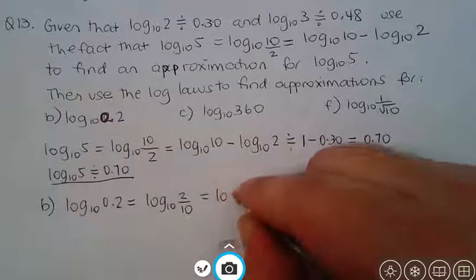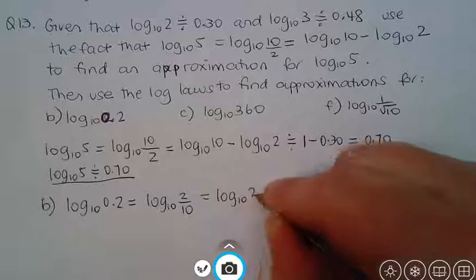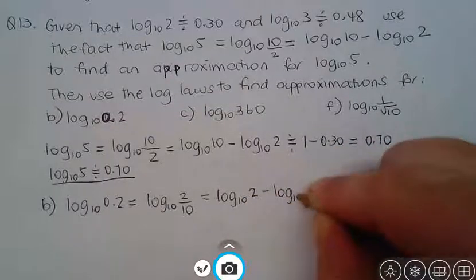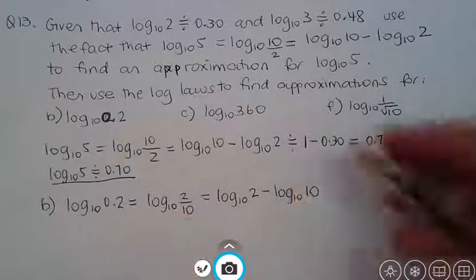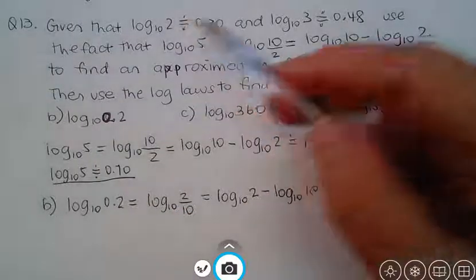Or you could just say that's log to the base 10 of 2 minus log to the base 10 of 10. So for a division, remember you subtract. Now log to the base 10 of 2 is approximately 0.3.